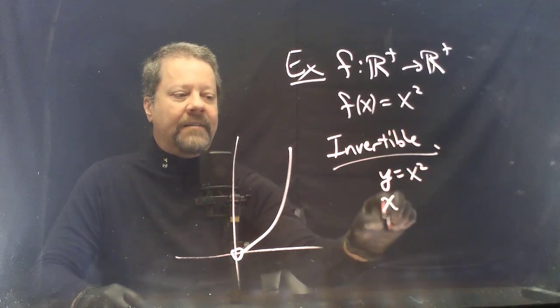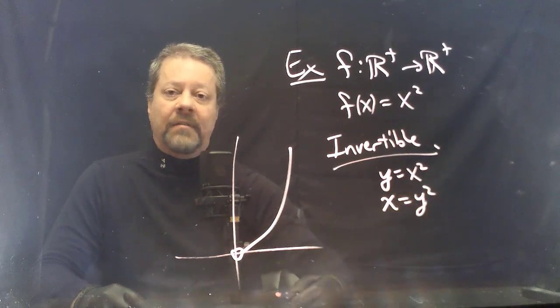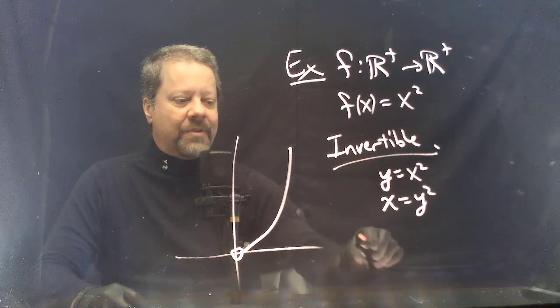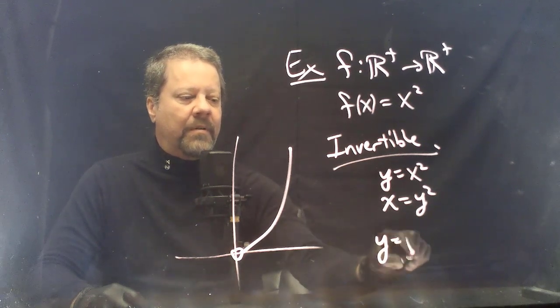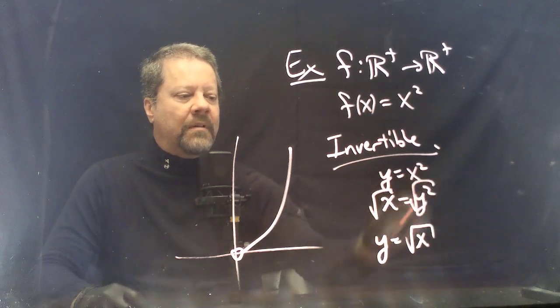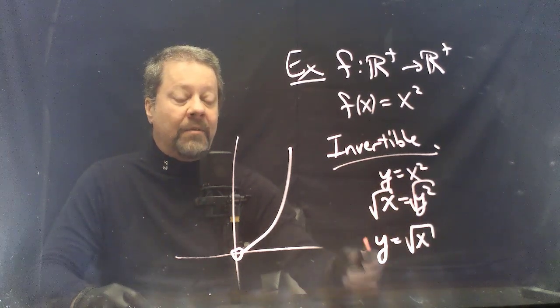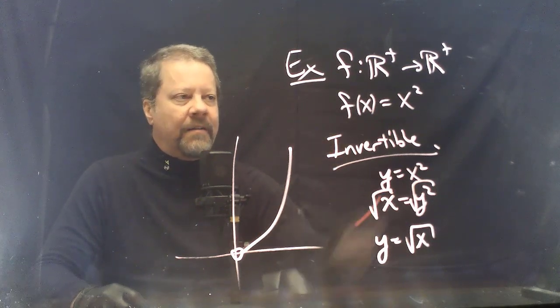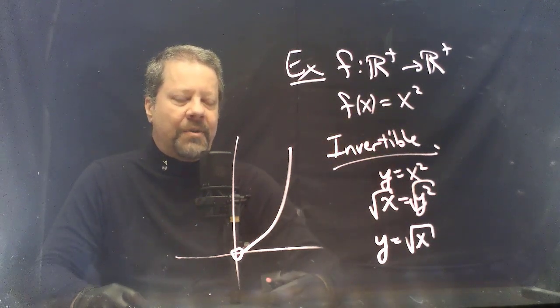You can find it by doing the following: swap x and y, and then solve for y. We do that with the square root. So if you take the square root, the square root of y squared will be y if y is positive, and y is always positive for this function and this domain restriction.